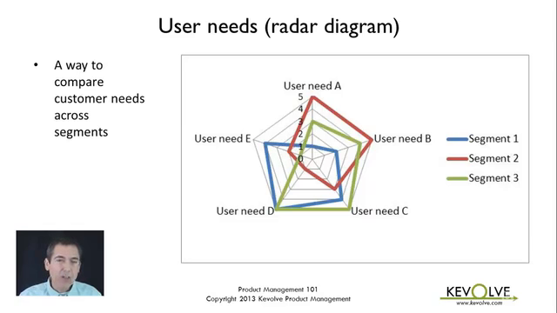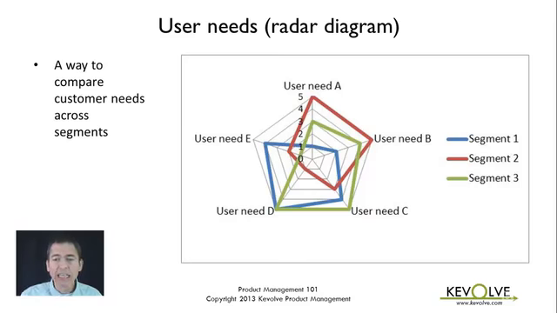And then in another analysis of your customer needs, you may need to look across segments. So you may need to look at how a certain segment, in this case segment 1, compares to segment 2 or segment 3. And you can do this with the use of a radar diagram. Here we've got the different user needs. Maybe one is quality, maybe one's price, maybe one's speed, performance, whatever. You could map those different needs on the internal axes, and then map your customers against how important those particular needs are.